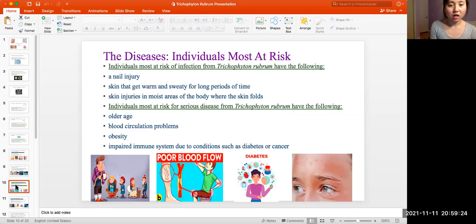Individuals most at risk. The individuals most at risk of infection from Trichophyton rubrum have the following: a nail injury, skin that gets warm and sweaty for a long period of time, or skin injuries in moist areas of the body where the skin folds. Individuals most at risk for serious disease from Trichophyton rubrum have the following: older age, blood circulation problems, obesity, and an impaired immune system due to conditions such as diabetes or cancer.